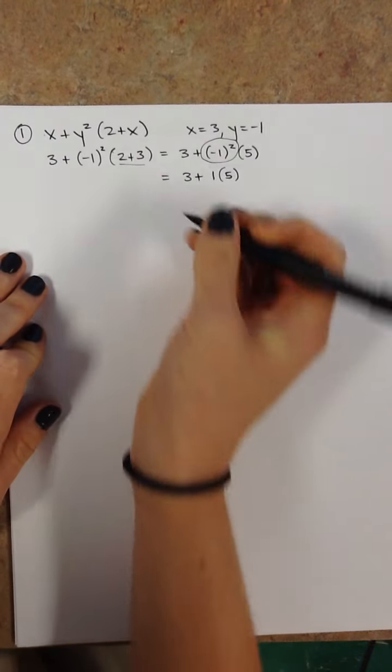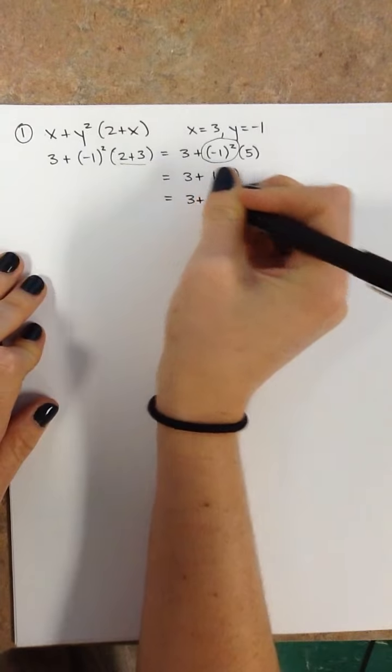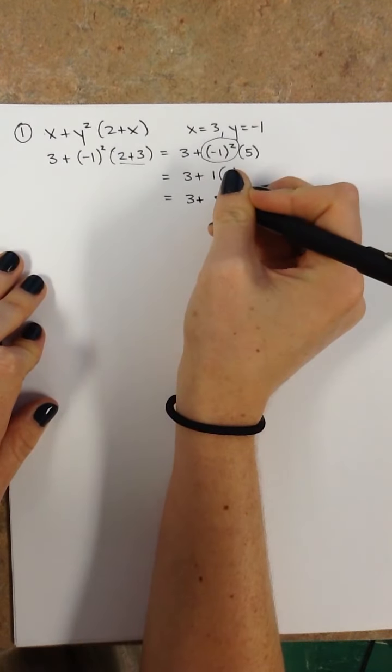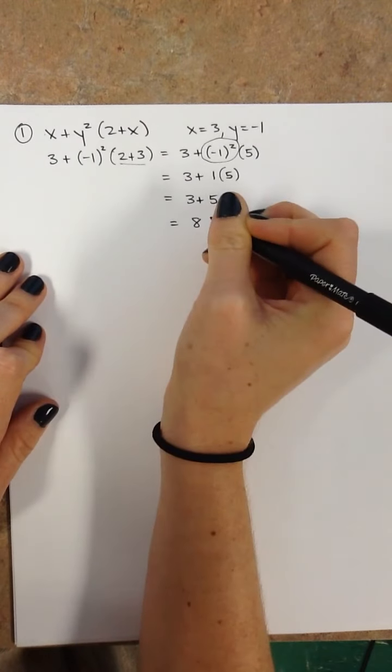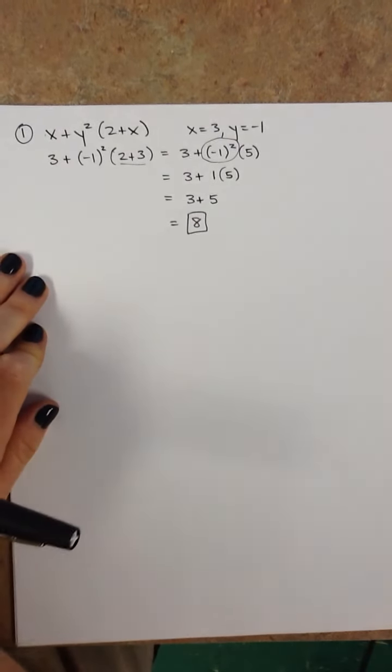So the next thing I do is the multiplication. 3 plus, and then 1 times 5, of course, is just 5. Finally, I add those two numbers together. 3 plus 5 gives me 8, and that is your final answer.